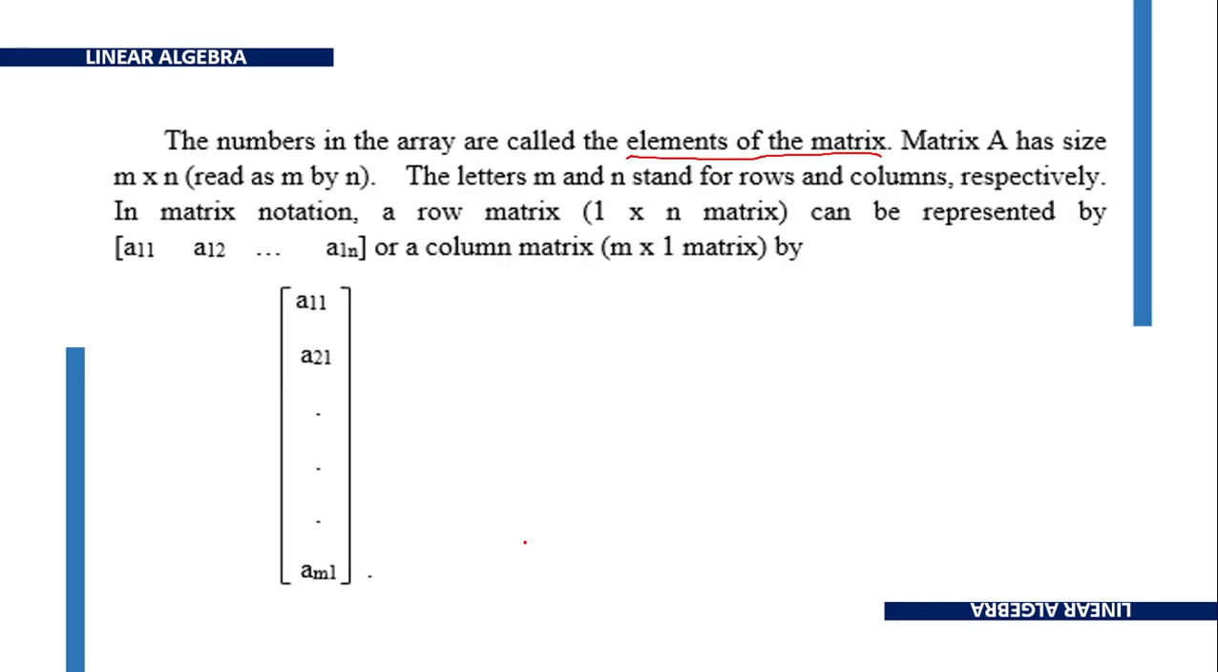And matrix A has size M cross N, or read as M by N. Okay? So, the letters M and N stand for rows and columns respectively. So, yung ating M is for our rows and N is for columns. So, laging tatandaan yun ha. M is for rows and N is for columns. Alam naman natin kung ano ang rows at columns. Ang rows is yung pahalang, then yung columns is yung pababa.